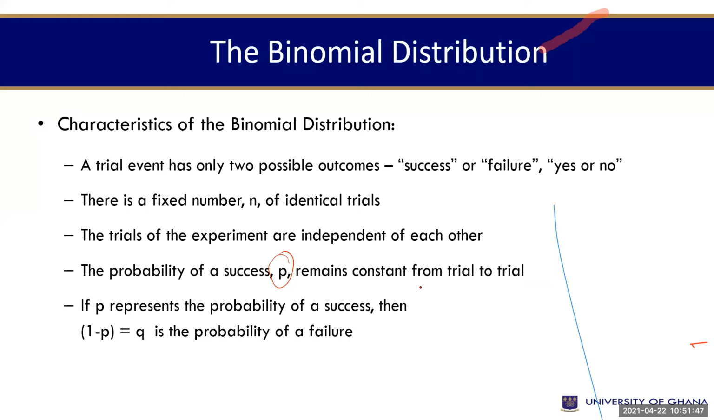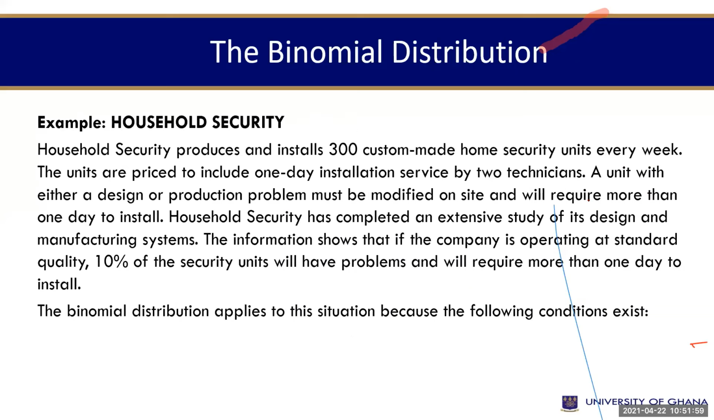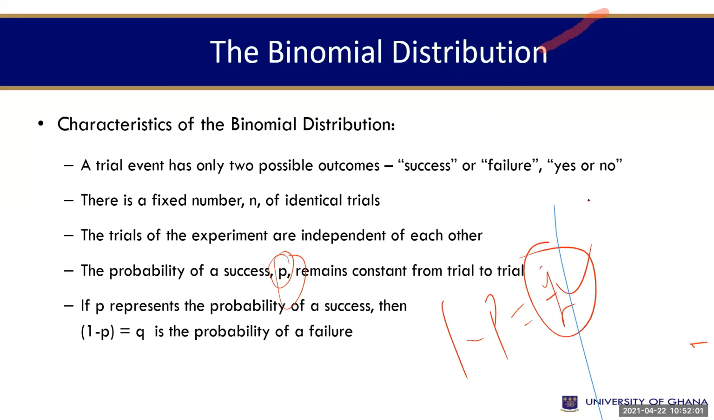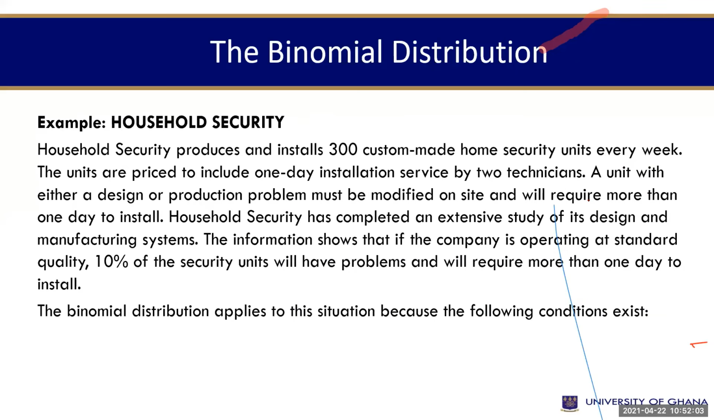Then if we know the probability of success to be P, then the probability of failure is going to be 1 minus P, which we classify as Q. So let's name Q as the probability of a failure. If we know that, we can look at this example and find how we can represent it, or understand whether it's a binomial problem. If it is, how do we solve the problem?